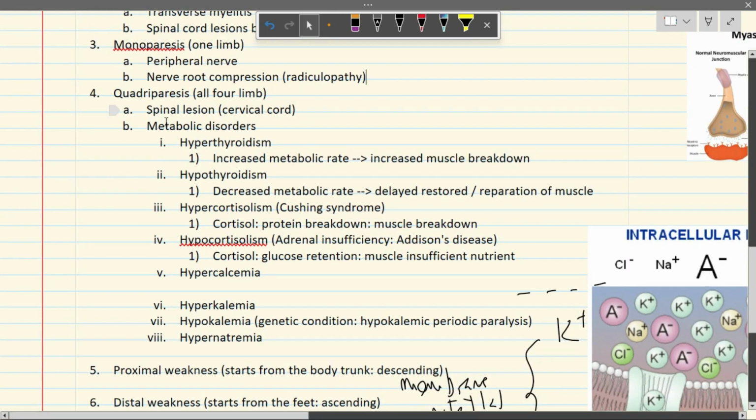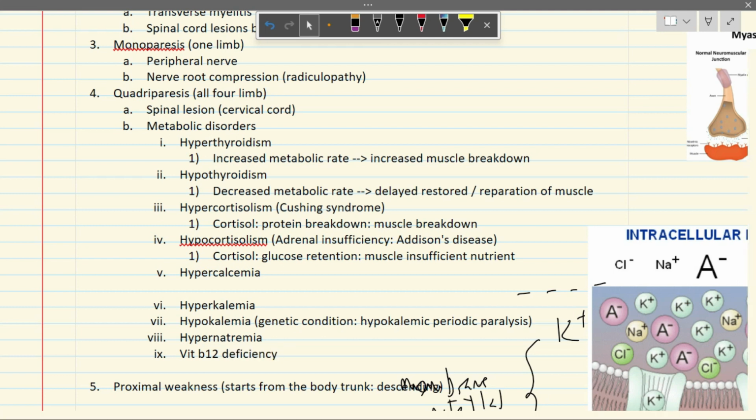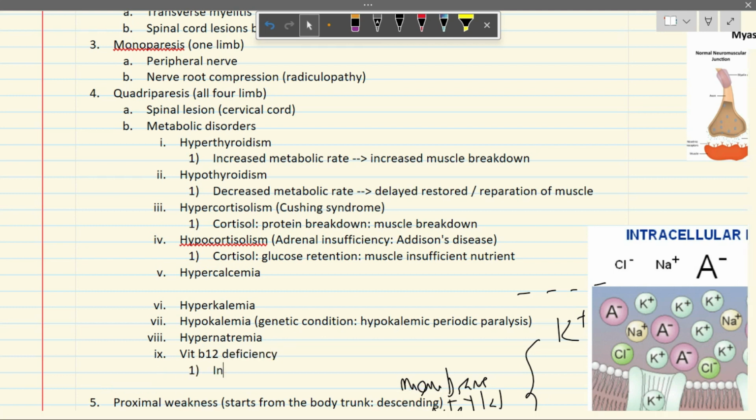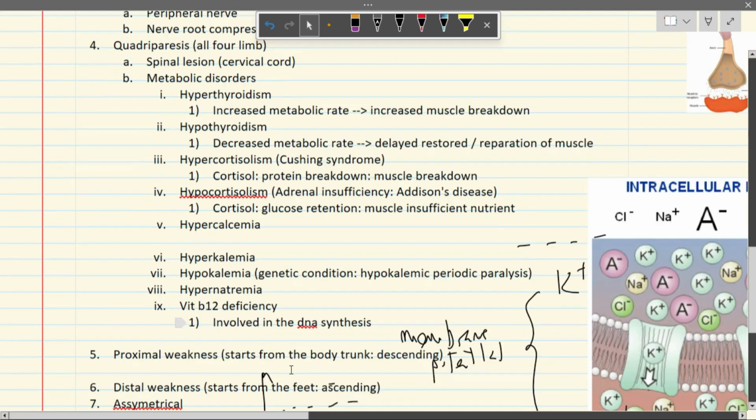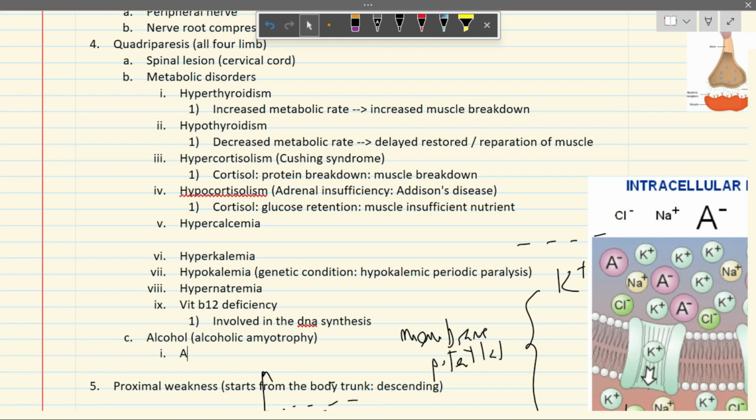And quadriparesis can also involve other metabolic disorders. Oh yeah, one more metabolic disorder: vitamin B12 deficiency. Because vitamin B12 is involved in DNA synthesis, so it's going to affect muscle synthesis. Now sometimes alcohol can also cause alcoholic amyotrophy. This is because alcohol causes a direct toxic effect on our nerves.